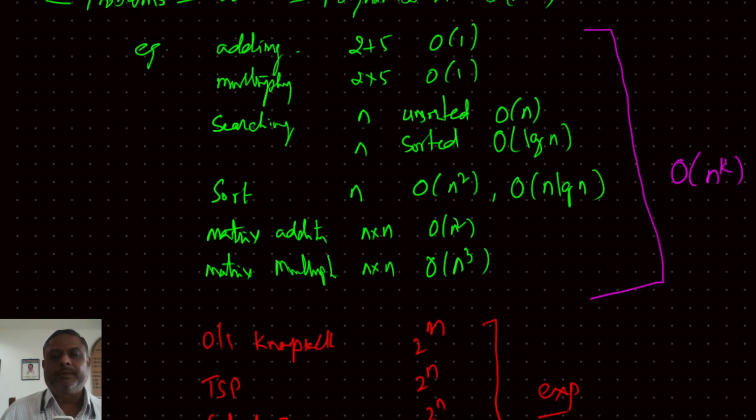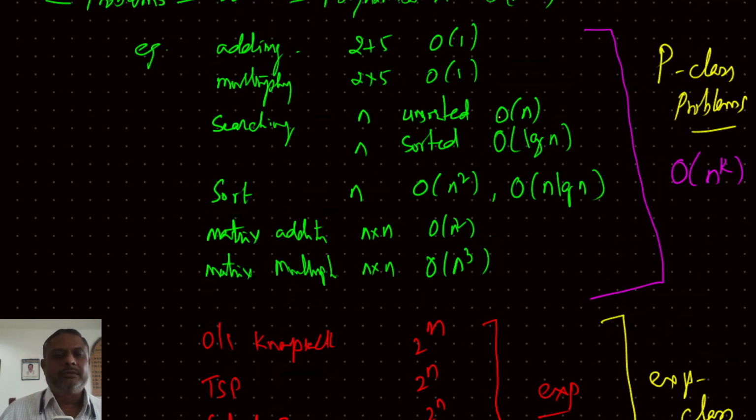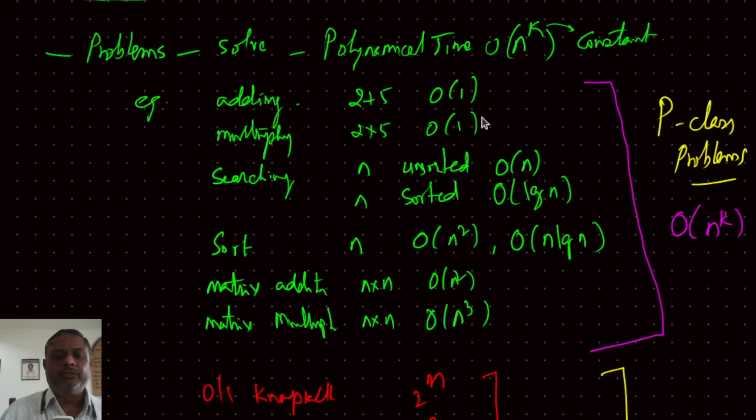So all the problems which are possible to solve in polynomial time are called P-class problems. All these are called P-class problems, and these are exponential class problems. Yeah, so that's a thing to begin with.